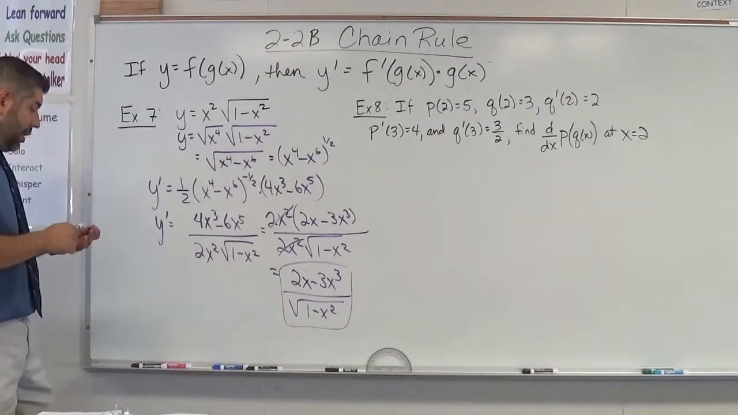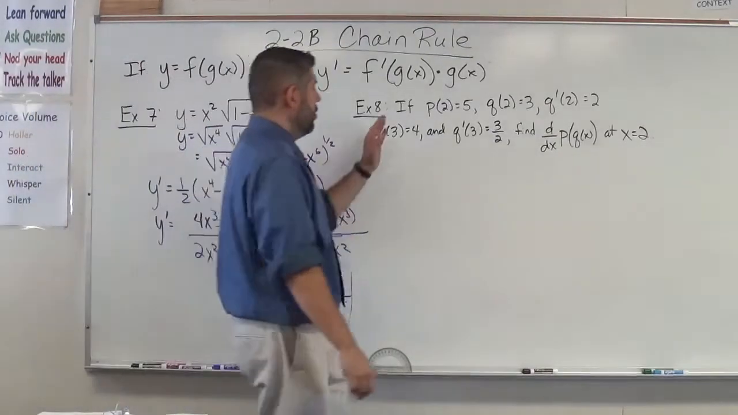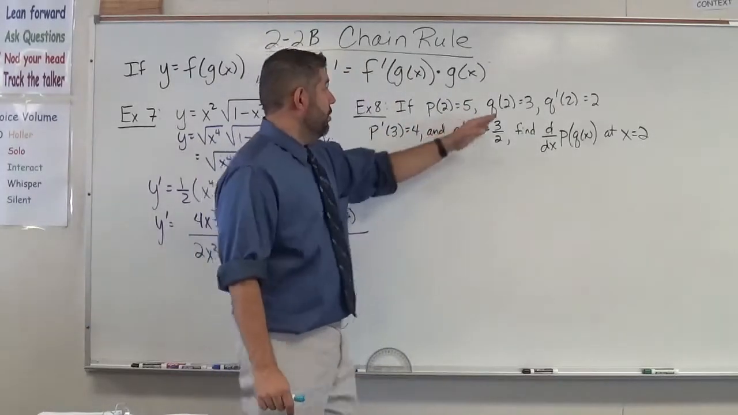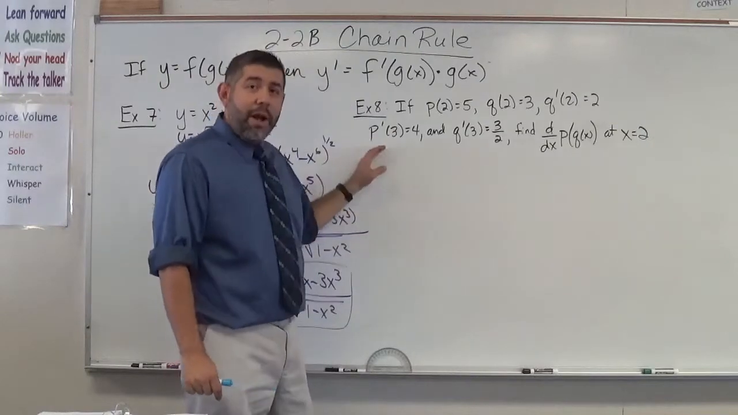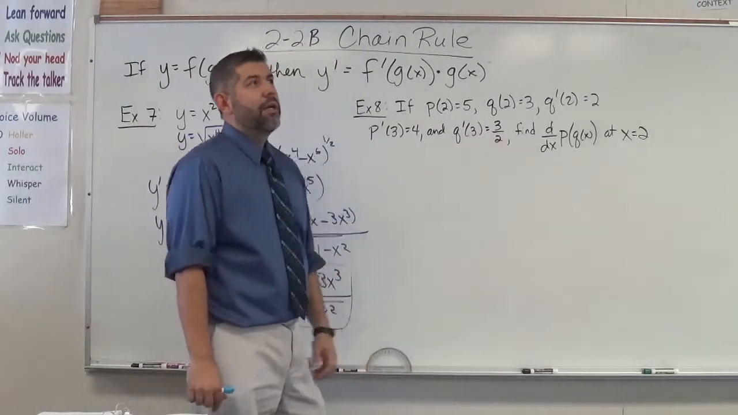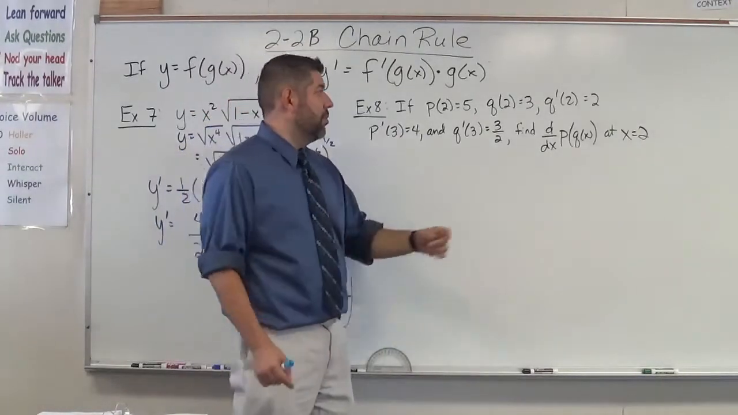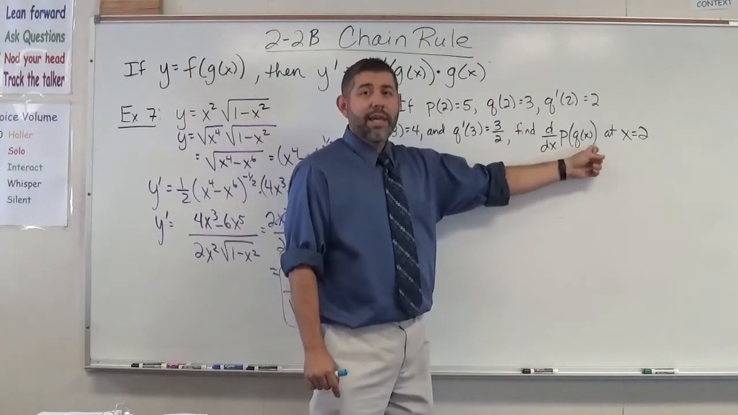All right, let's look at another one that I think is kind of a classic AP exam problem. So if p of 2 is 5, q of 2 is 3, q prime of 2 is 2, p prime of 3 is 4, and q prime of 3 is 3/2, you're like, well, q prime, what are you talking about? All these primes and all these things. You'll see where we're going to use them. Find the derivative of p of q of x at x equals 2.